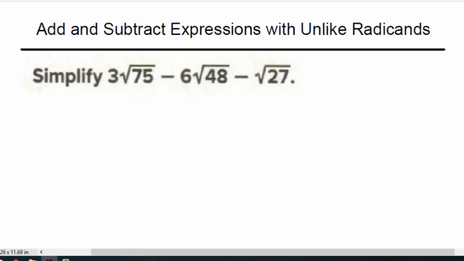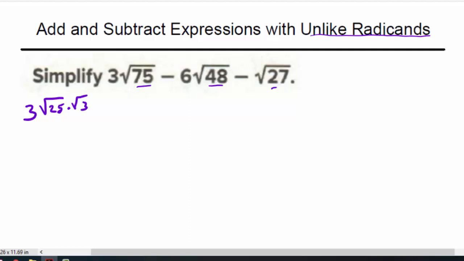Okay, for our next example, we want to add and subtract again, but with expressions with unlike radicands. So you'll see none of our radicands are the same. Anytime that happens, the first thing you want to try to do is simplify the radicand, or simplify the radical, and then see if any of them are alike. So I'm going to go ahead and put the 3 over here, and the square root of 75 can be broken into the square root of 25 times the square root of 3.